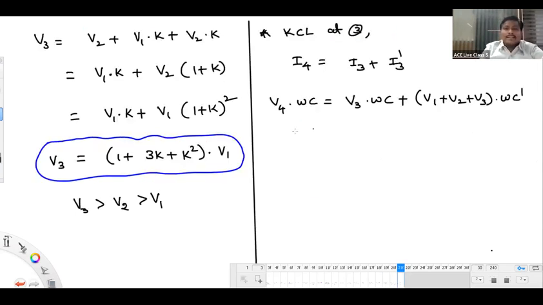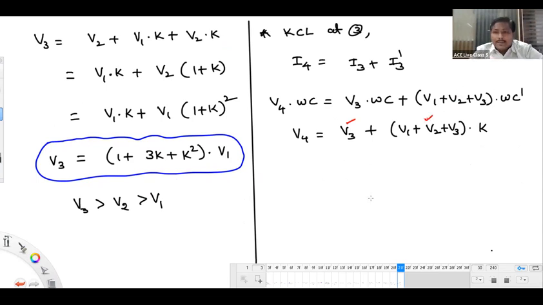You send that omega C to the other side, so you can get V4 equals V3 plus (V1 plus V2 plus V3) into C dash by C, which is K. Now we do this one. Substitute V3: 1 plus 3k plus k square into V1. Substitute V2: 1 plus k into V1. Substitute V3 again: 1 plus 3k plus k square into V1.